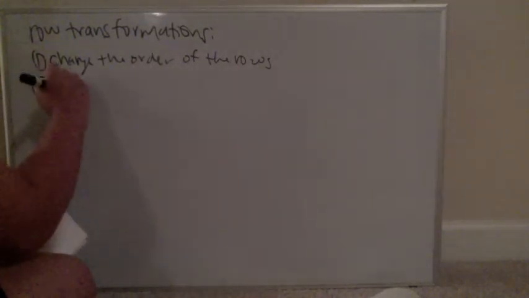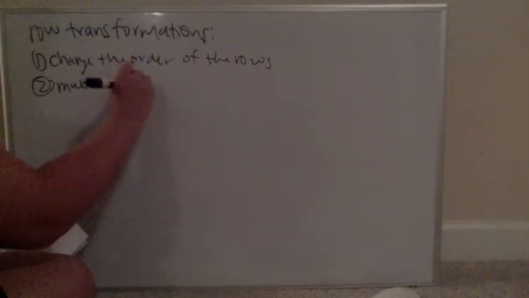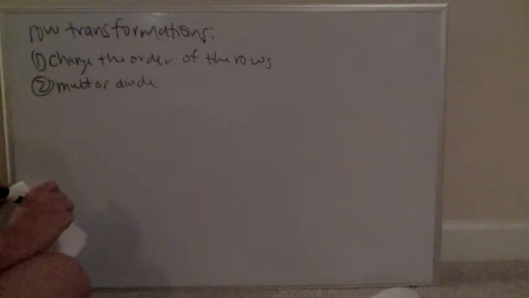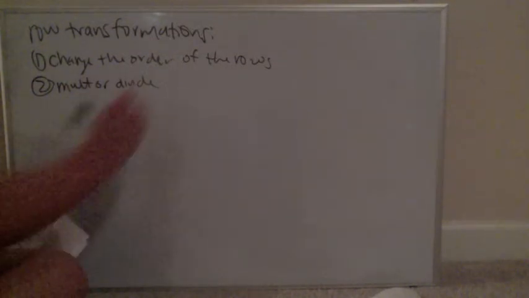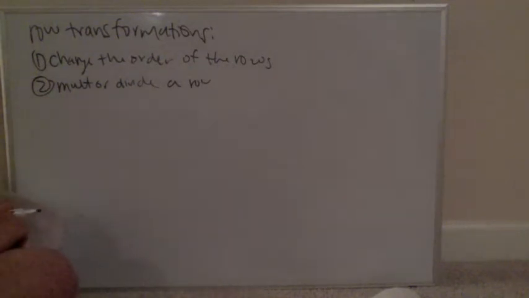The other thing that you can do is multiply or divide a row. The only one you can't do is 0.